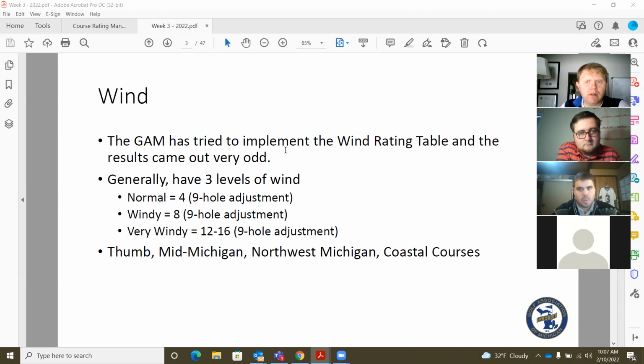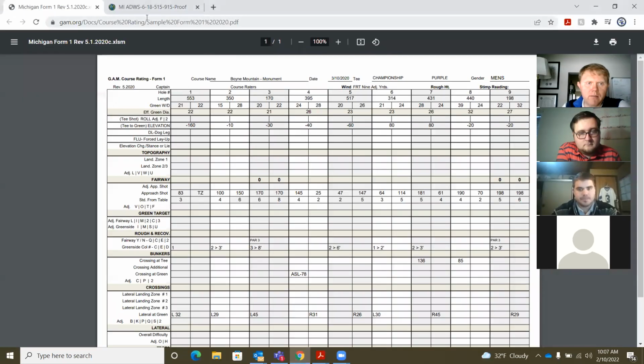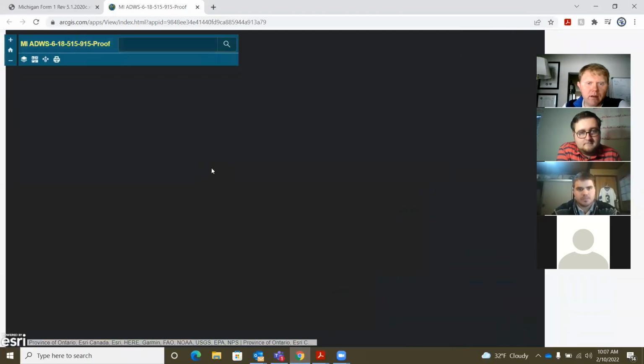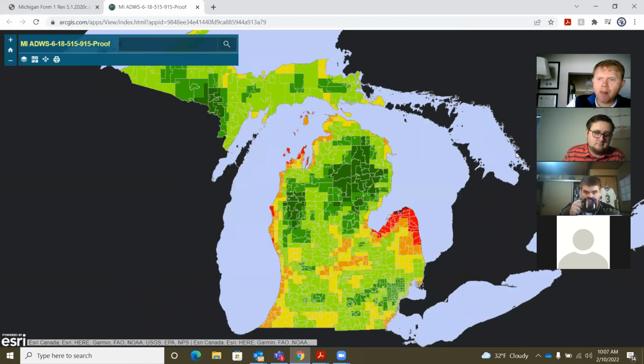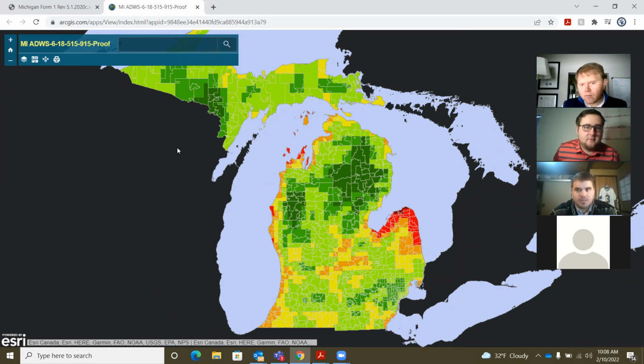So we've kind of come to three levels of wind, but we're reevaluating that based on some information that Hunter has gathered. So Hunter's put together this map, and Hunter, if you want to talk a little bit about this. Yeah, so I had a chance to talk to one of the meteorologists at the National Weather Service and basically get a link to some data from the Midwest Climatology Center to get specific wind data that matches the description that is within the course rating manual and the course rating guide.